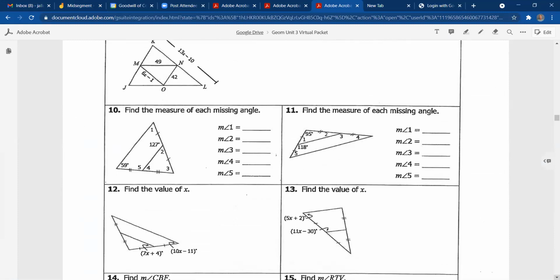Let's find the measure of each missing angle. Now we're not calculating. We're not using those formulas. But what are we going to use? How are we going to be able to figure out what the rest of these angles are? Like problem number 10, I only see 2 angles identified here, 59 degrees here and 127 degrees there. They're not even in the same triangle. So what are we going to use to figure out those missing angles?